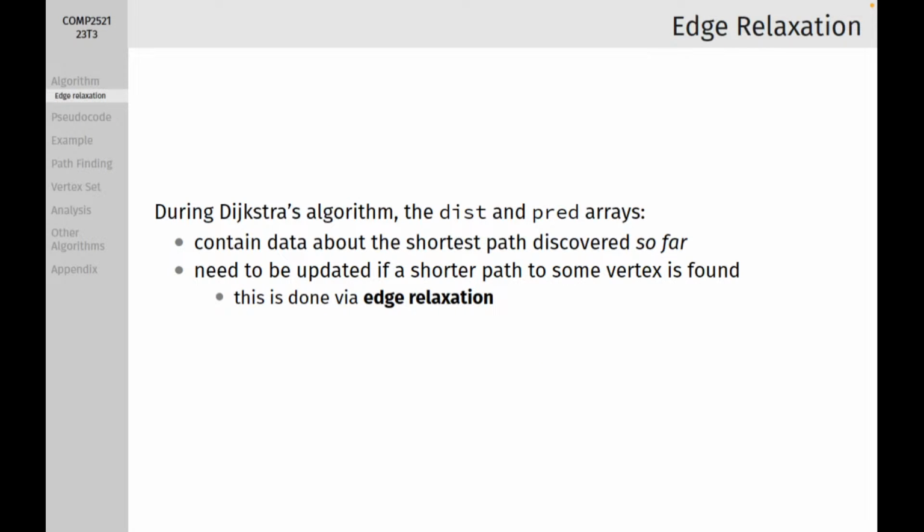Edge relaxation is a really common operation in the algorithm. In what context do we use it? During Dijkstra's algorithm, the distance and predecessor arrays don't necessarily contain the full information about the shortest path. They only contain information about the shortest path discovered so far. So we need to update them if we find a shorter path to a vertex, and we do this via edge relaxation.